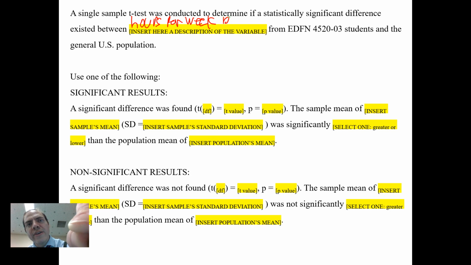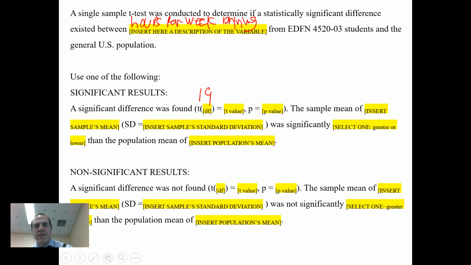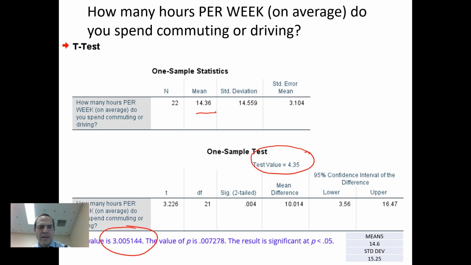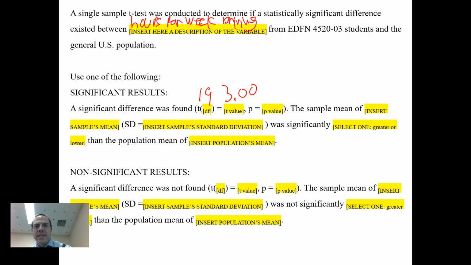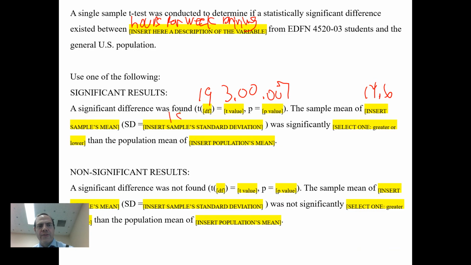Commuting or driving. So it's going to be significant. Degrees of freedom is 19. T-value 3.00. P-value 0.007. Sample mean 14.6. Standard deviation 15.25.